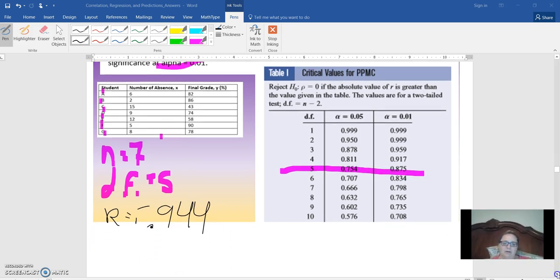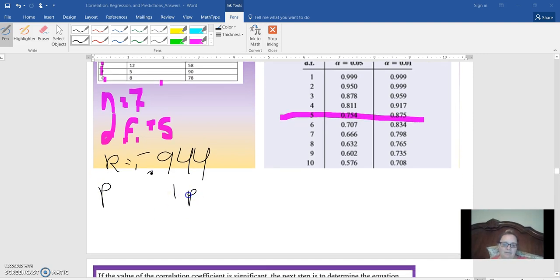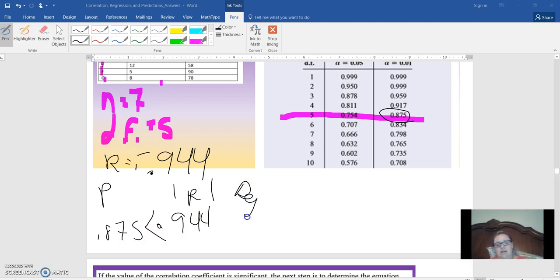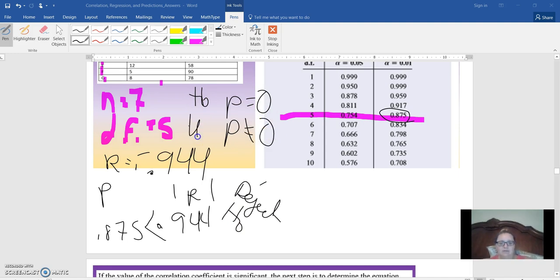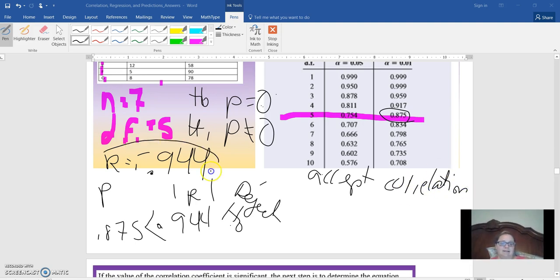And we want alpha 0.01. All right, so we're going to compare p and the absolute value of r. So the absolute value of negative 0.944 is just 0.944. And we're using this guy, 0.875, and he is less than. So when it's less than, you reject the H0. Remember, this is equals 0, this is not equal to 0. So we're going to reject the fact that there's no correlation. That's what that means right there. We're going to accept there's correlation. And in fact, it's a negative correlation.